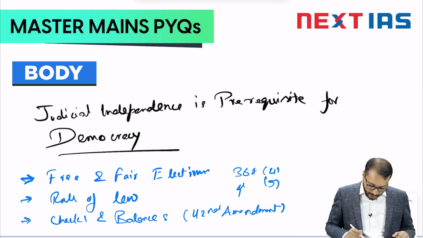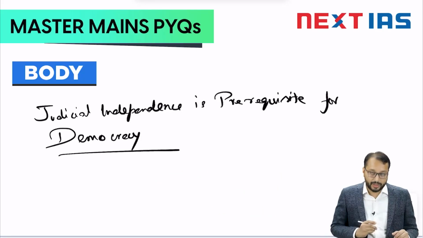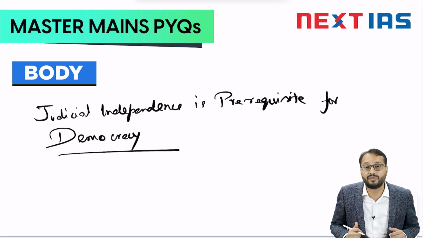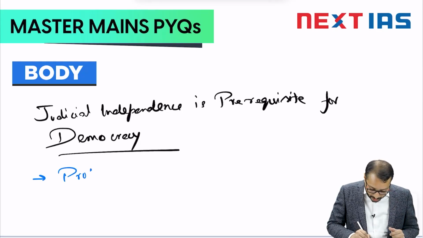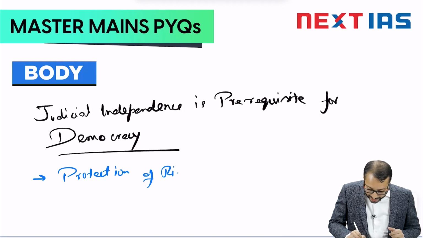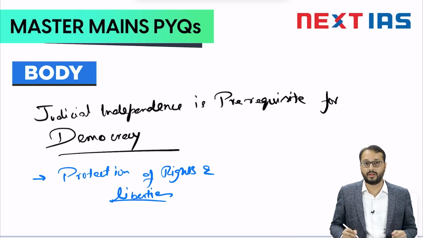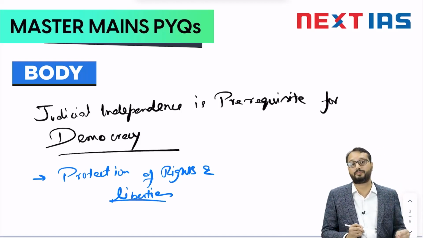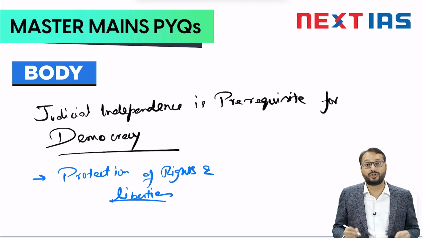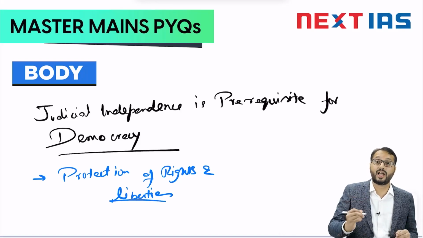The next important point that you can note here is why do we need an independent judiciary? What about rights? The most important thing that the founding fathers gave to the citizens of India were rights and liberties. An independent judiciary is important for the protection of rights and liberties. These rights and liberties are not gifts that are bestowed by the state. Their sanctity comes directly from the Constitution, and therefore you need an independent body, an independent judiciary, to ensure that whenever the state tries to encroach on your rights and liberties, the judiciary upholds them.